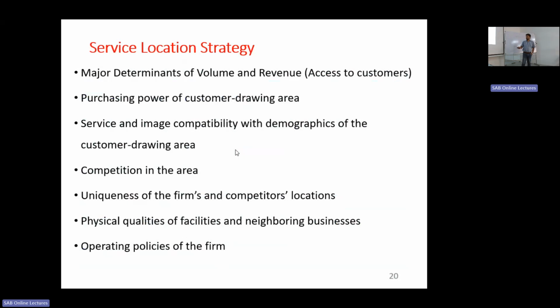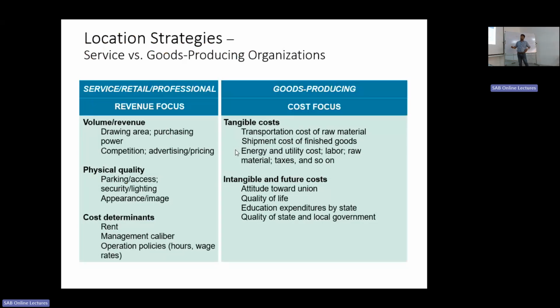Is that clear? So for service operations. Here in this slide, I have taken it from a different textbook. They also highlight some other physical qualities of the location, like the parking facilities available, access to parking, security, lighting, appearance, visibility, right? The image of the location, so likewise. And to some extent, cost factors are also relevant for services, especially the rent. And then the management caliber around that place and operation policies as we discussed earlier, hours, wage grades and everything. So do you have an idea? I think so. Now compared to manufacturing facilities like factories or distribution centers, we'll locate in service facilities like branches, retail outlets, customer service centers. Some of these factors are given. Clear?